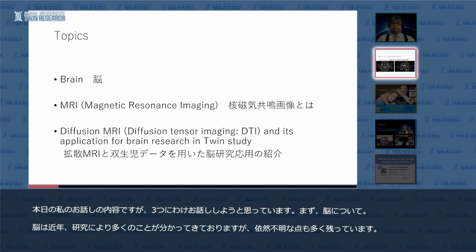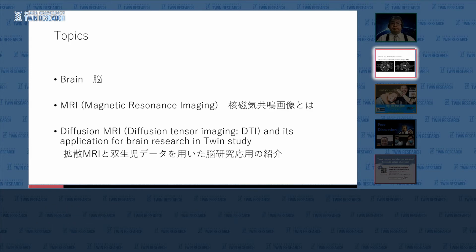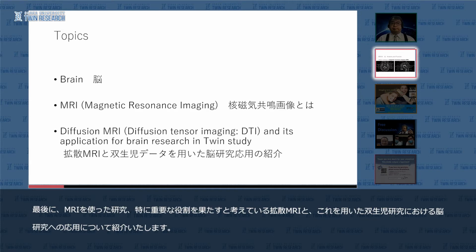First of all, I'll talk a bit about the brain, because the brain is the most important organ in human beings. Next, I'm going to explain what MRI, magnetic resonance imaging, is, because as an imaging technique, MRI plays a major role in evaluating the brain. Last, diffusion MRI and its usefulness for brain research using twin data will be mentioned.